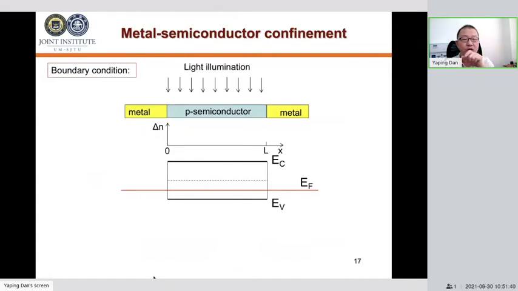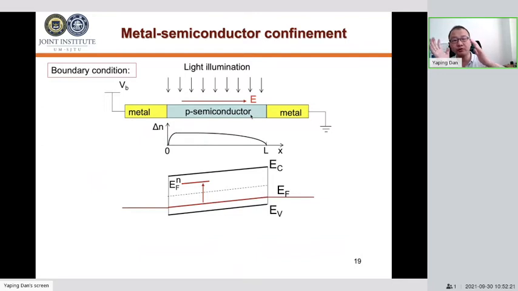A semiconductor is in contact with two metals under uniform light illumination. No excess carrier will be generated in the metal, but an excess carrier will be generated in the semiconductor. For the sake of continuity, the excess carrier in the semiconductor will not be uniformly distributed because of the metal-semiconductor confinement. Due to this non-uniform distribution of the excess carrier, under the electric field, the excess carrier will tilt, so the distribution will change.